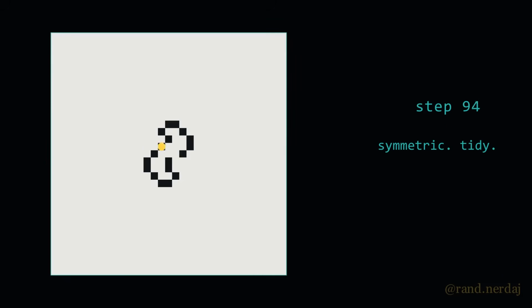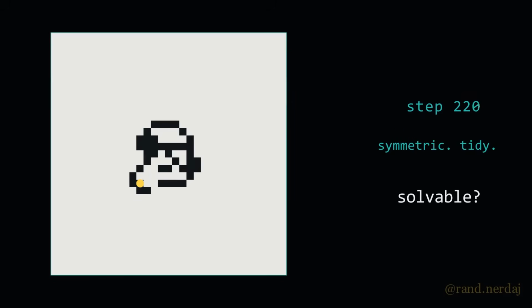And it keeps behaving. 100 steps, 200. It looks like something you could solve. Like, if you just watch closely enough, you'd catch the pattern instantly and know exactly what it does next. But it's messing with you. That uniform shape is not going to last.